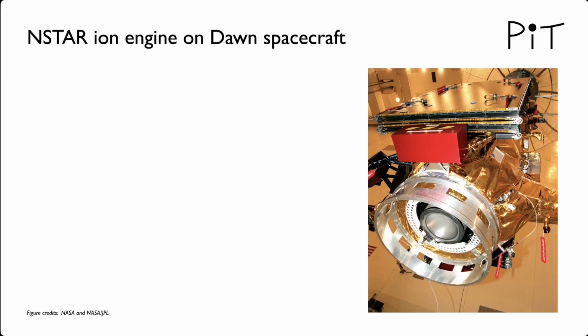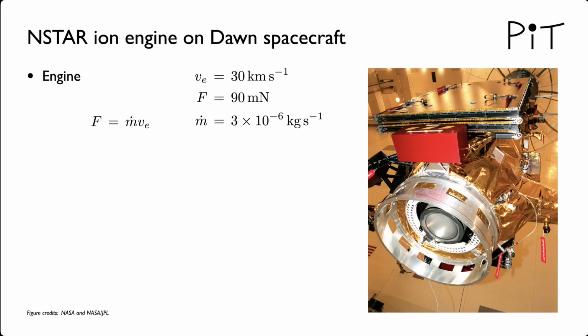Here we see a photograph of the N-Star ion engine, which was flown on both the Deep Space One and Dawn missions, both of which visited minor bodies in the solar system. When used on the Dawn spacecraft, N-Star delivered an effective exhaust velocity of 30 kilometers per second and a thrust of up to 90 millinewtons, which together imply a mass flow rate of 3 times 10 to the minus 6 kilograms per second.